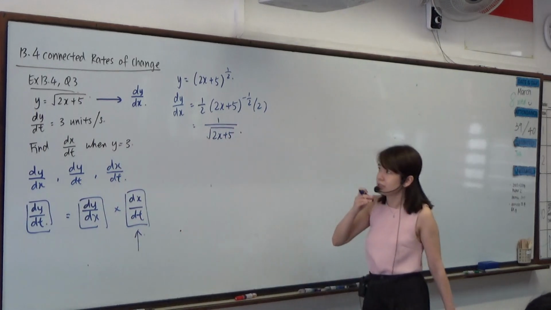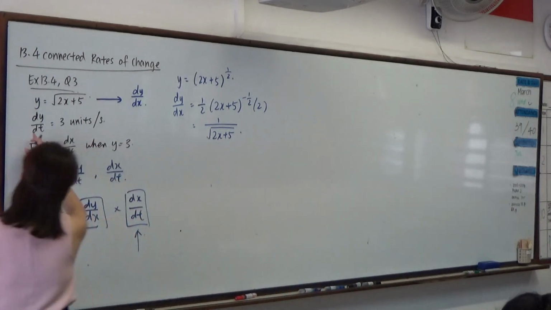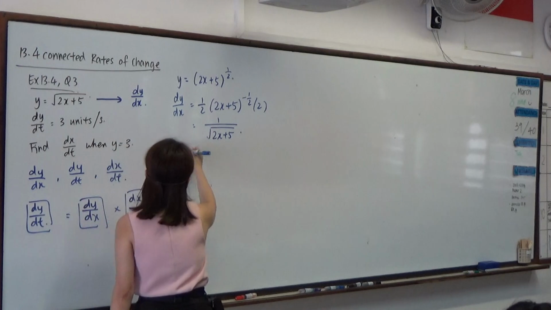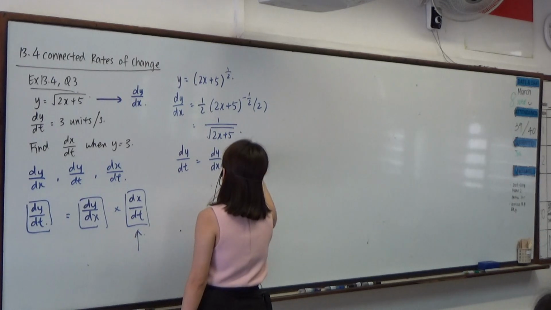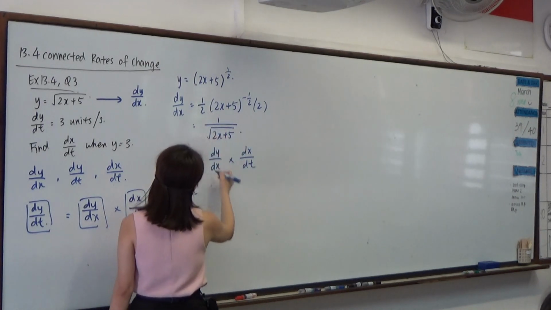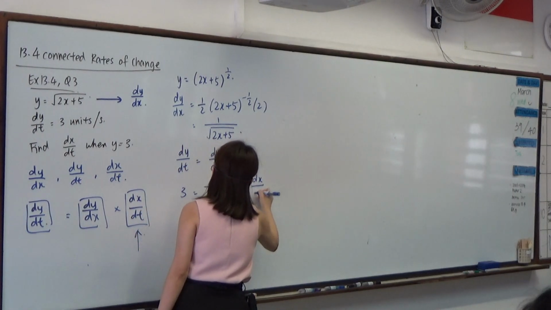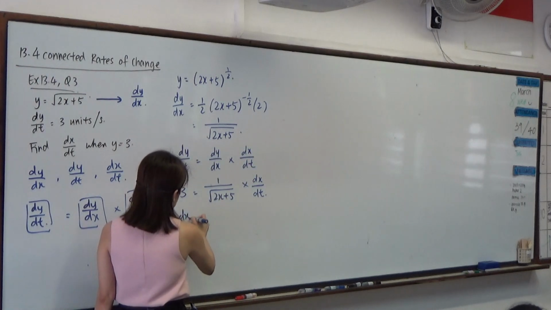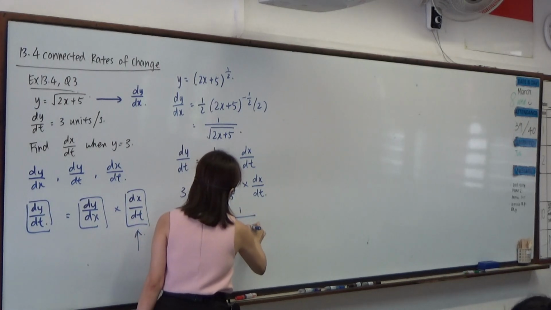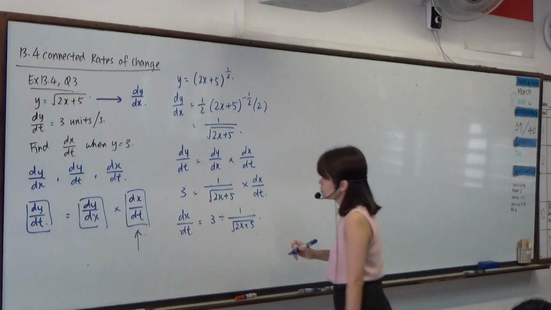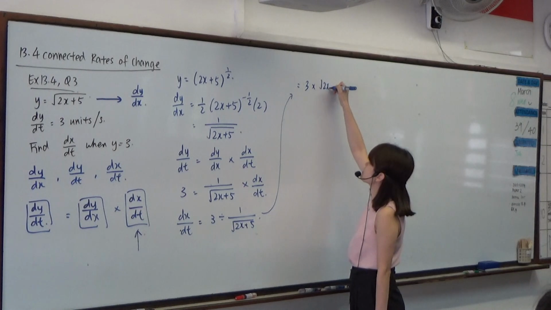We find that dy over dx will be 1 over square root 2x plus 5. For dy over dt, I already know that it is 3. So let me rewrite the formula here. This is 3. Dy over dx is 1 over square root 2x plus 5 times dx over dt. So dx over dt will be equal to 3 divided by 1 over square root 2x plus 5, and that will mean 3 times square root 2x plus 5.